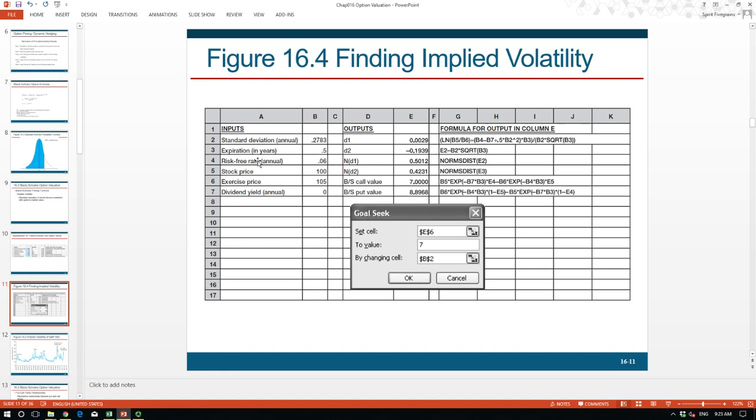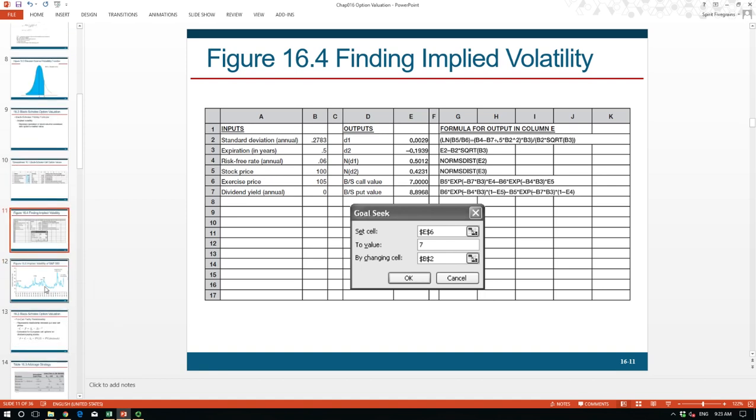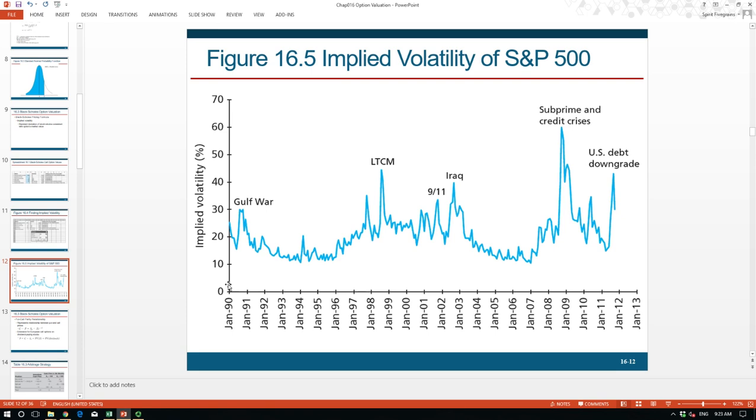So this $7 option price actually reflects a certain amount of standard deviation or volatility for that stock. That is the implied volatility. And we can look at the overall volatility of the market by looking at the implied volatility for an option that has the S&P 500 as its underlying asset.